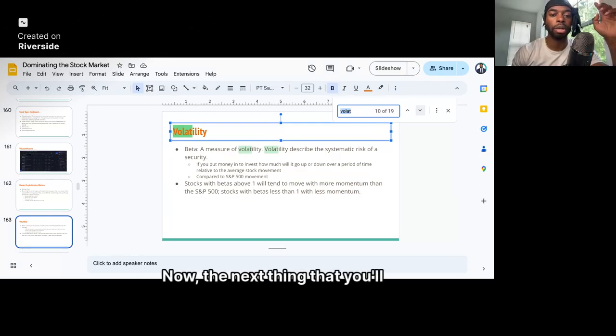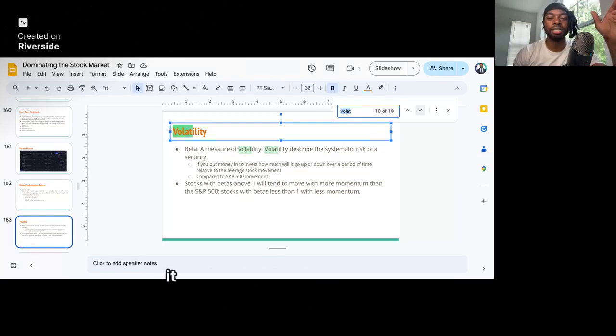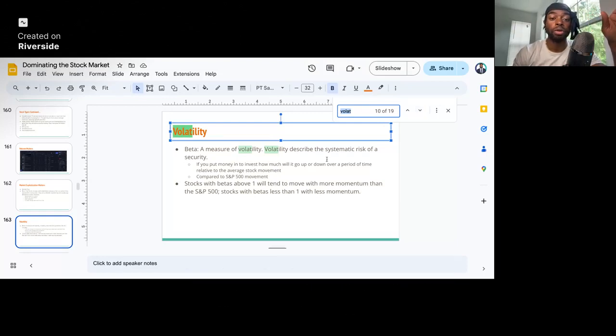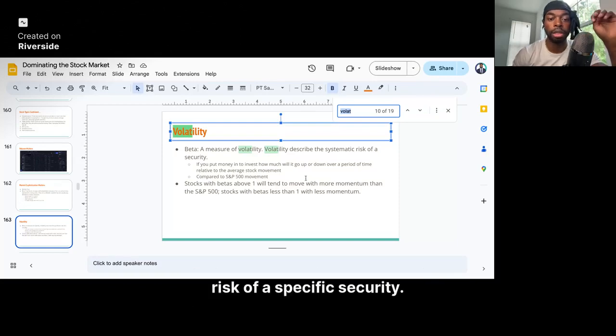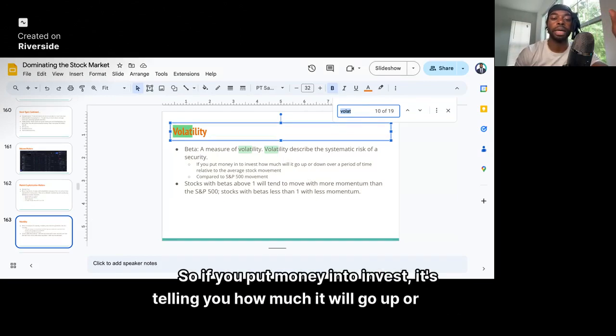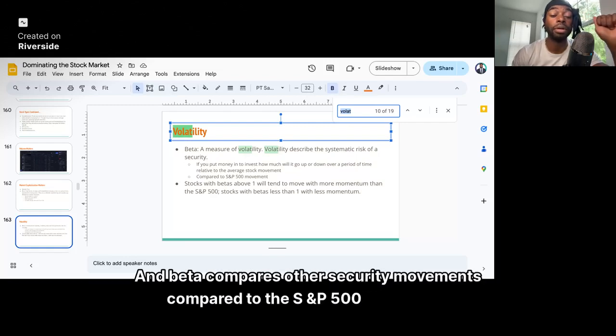Now, the next thing that you'll probably want to know about is what volatility is itself. And again, it describes the risk of a security, how much it moves up and down. So beta is actually a measure of volatility that describes the systematic risk of a specific security. So if you put money in to invest, it's telling you how much it will go up or down over a period of time. And beta compares other security movements compared to the S&P 500 movement.